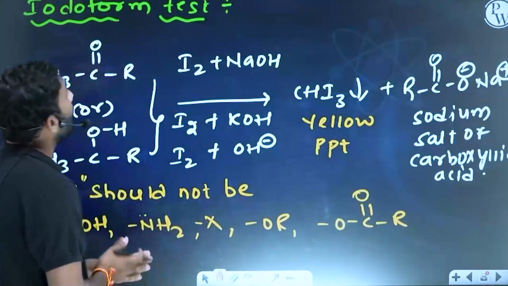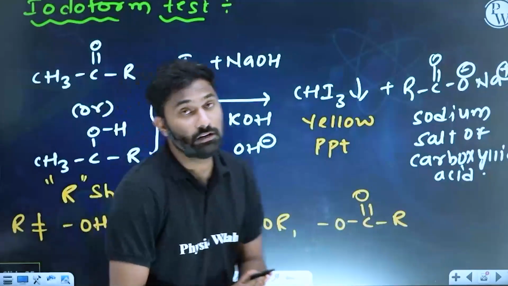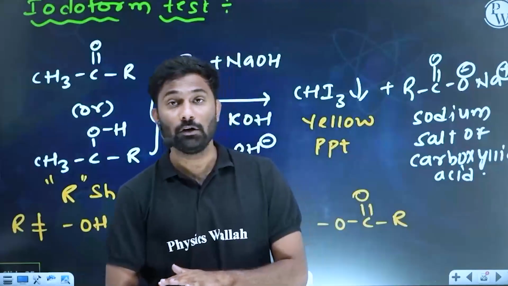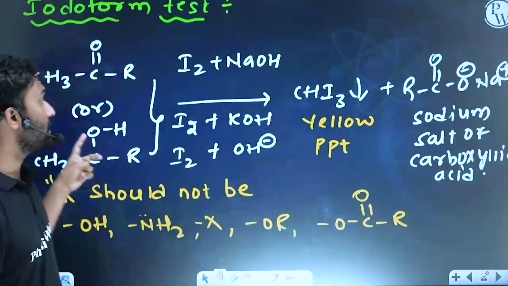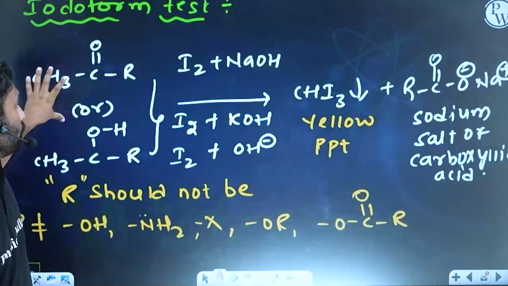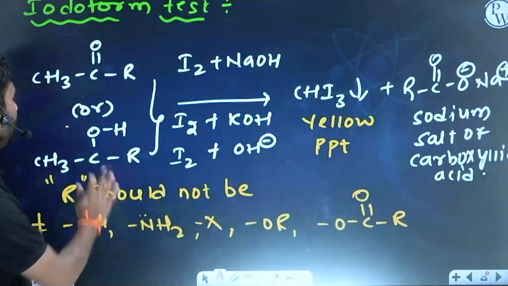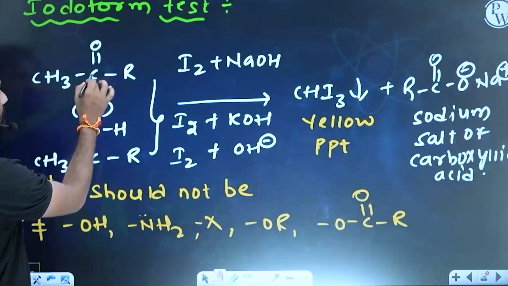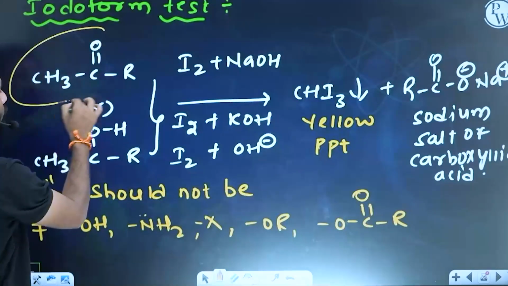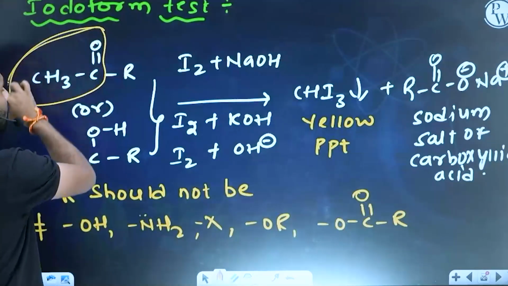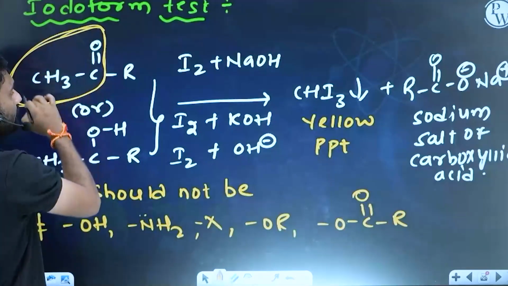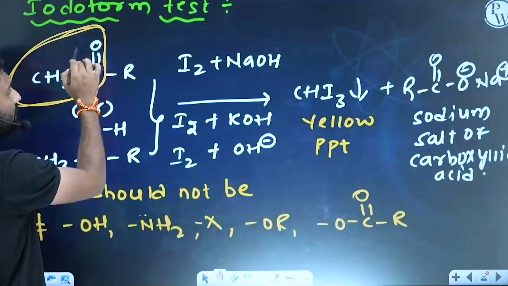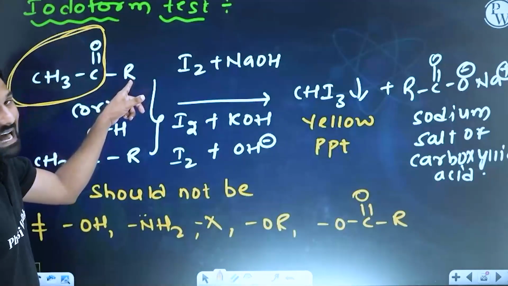Next, the iodoform test. This is also very important. For the iodoform test, these two groups are very important. Here, the CH3C double bond O group must be present to give the iodoform test, and here the R is there.